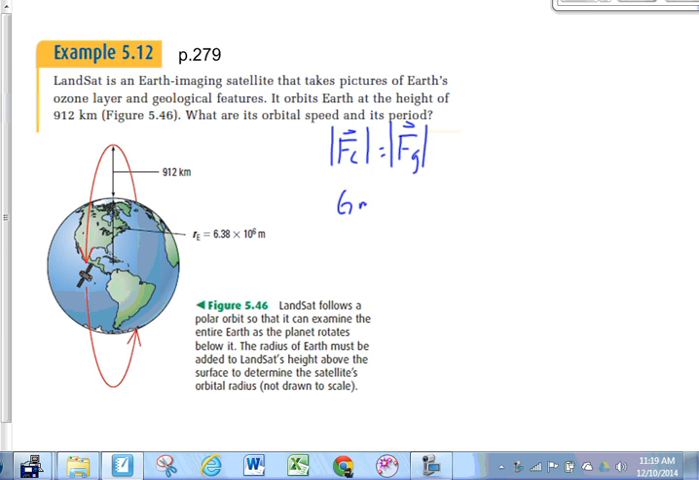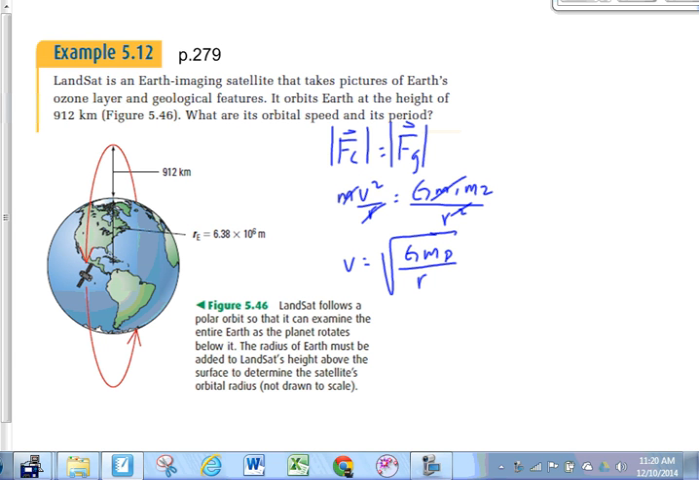mv squared over r equals G m1 m2 over r squared. Exactly the same, isn't it? V is equal to the square root of G times M, where M is the mass of the producer, over r. What's the mass of the producer here? The mass of the satellite or the mass of the Earth? It's the Earth, yeah. So it doesn't matter what the mass of the satellite is because it cancels out. What matters is the mass of the Earth here.